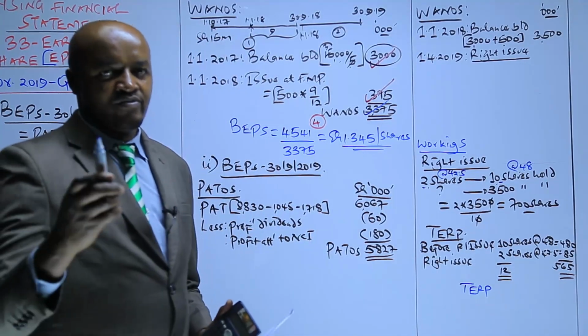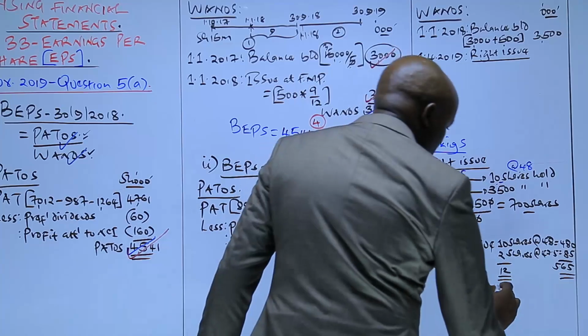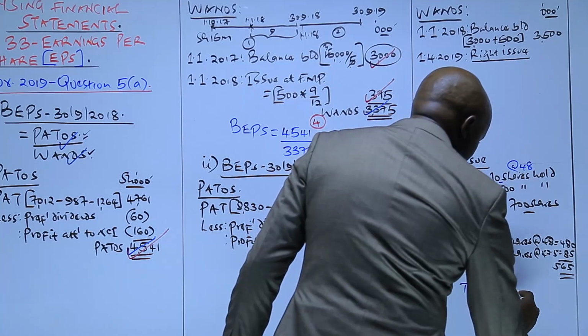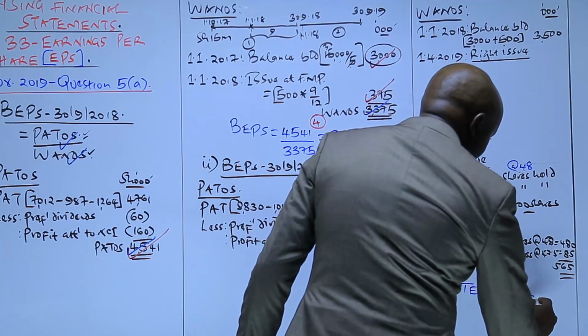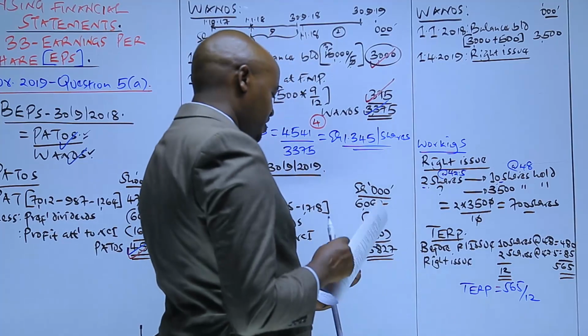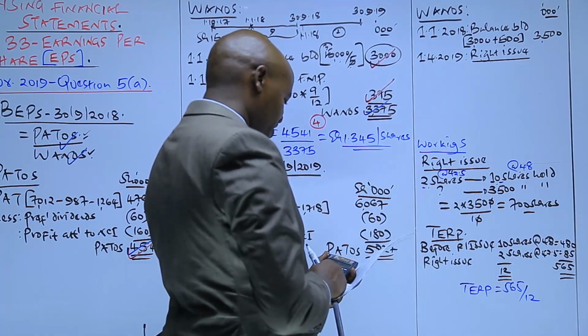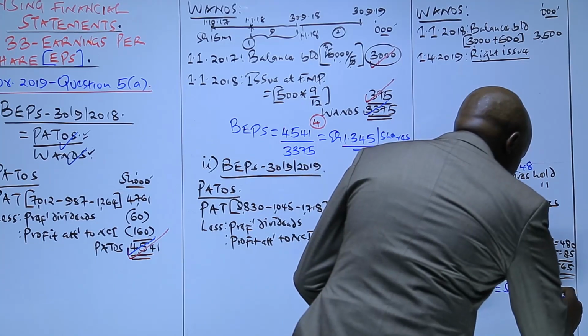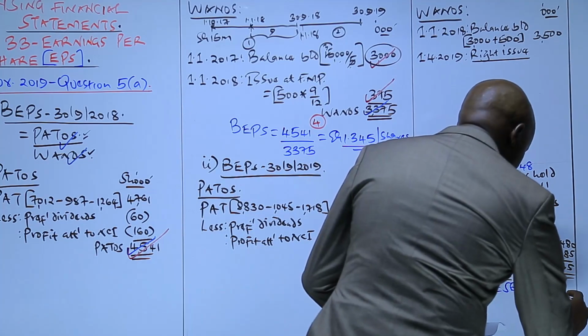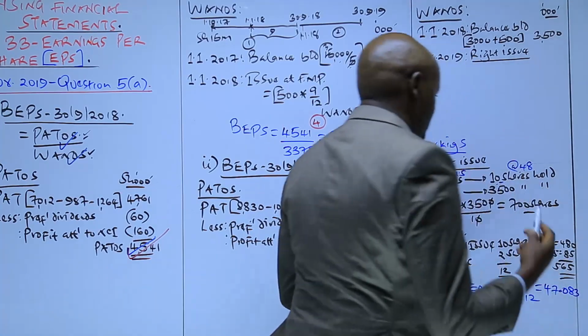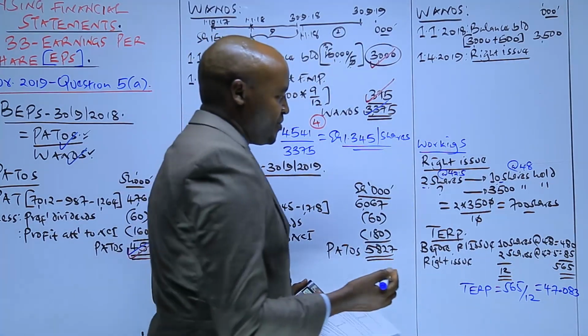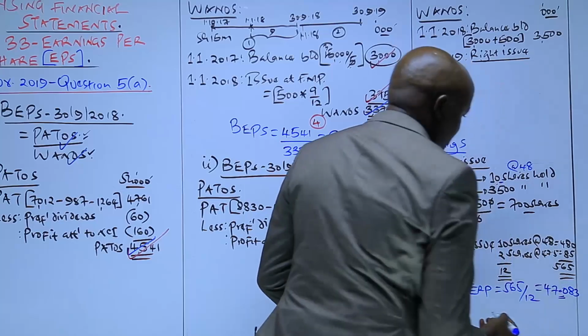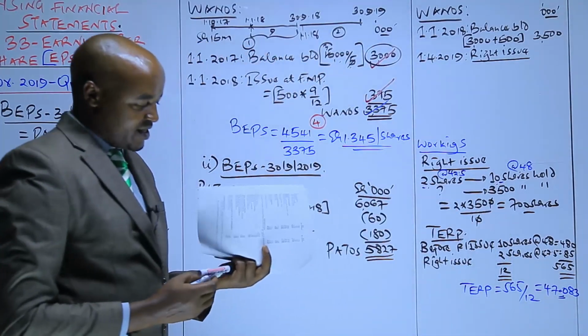Is the market price of 1 share after the rights issue. So which is equal to the price of 12 shares, and then we divide that by 12, so that we get the market price of 1 share after the rights issue. So that will give us 47.08. So this is basically the theoretical ex-rights price, the market price per share after the rights issue.